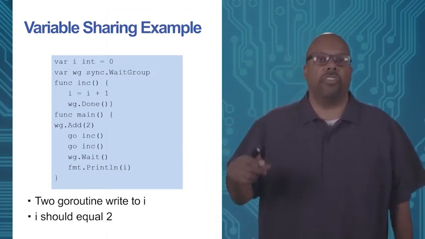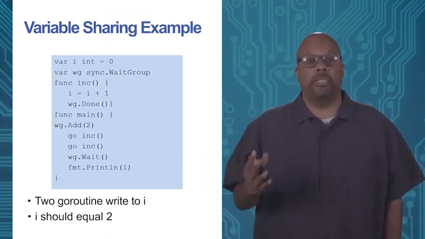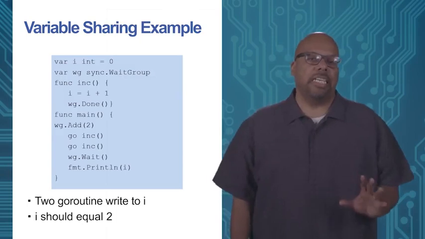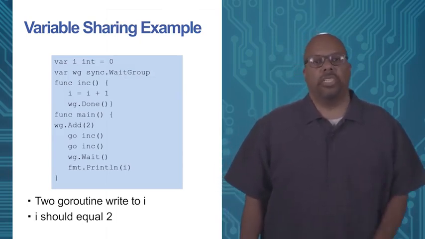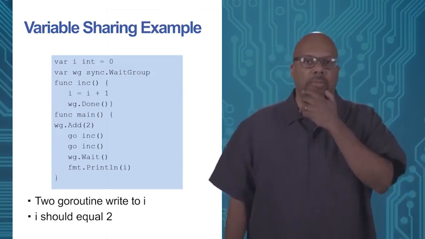So what I expect is that I should print 2, right? Because I starts off at 0. I initialize it to 0 at the top. It should be 2 when it's done. But this doesn't always happen. Let's explain why this doesn't happen. It sometimes doesn't happen because of all the possible interleavings.